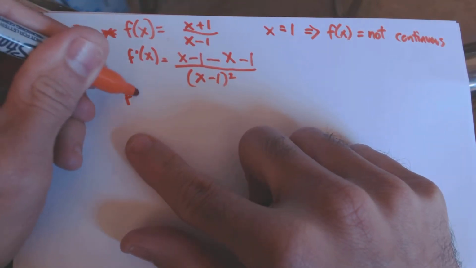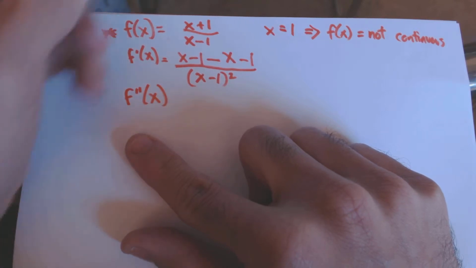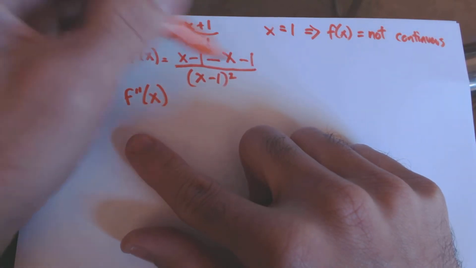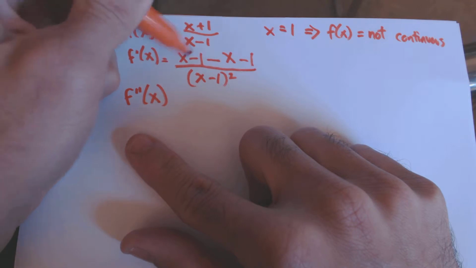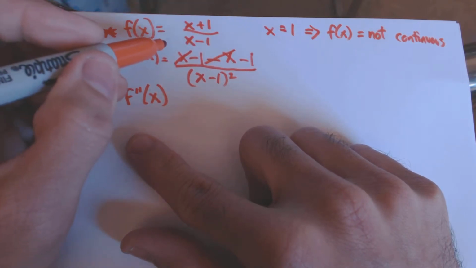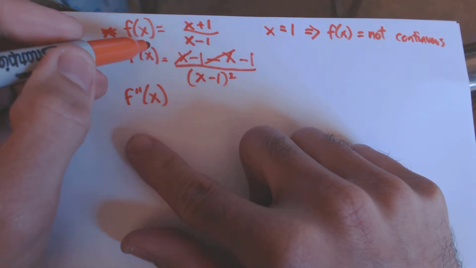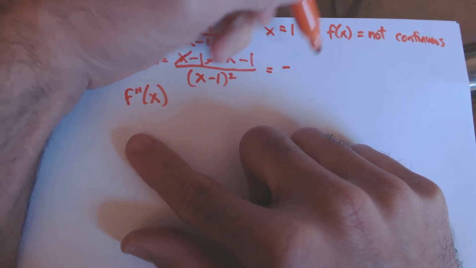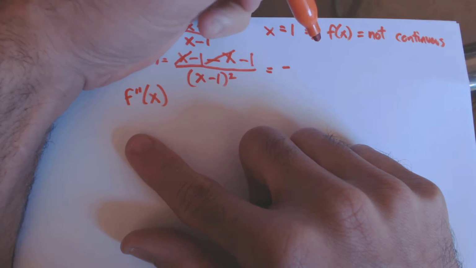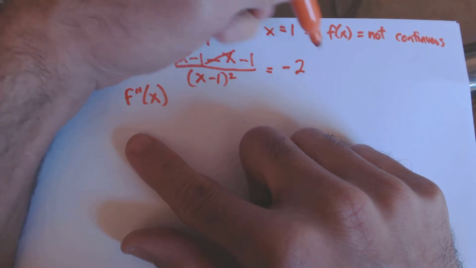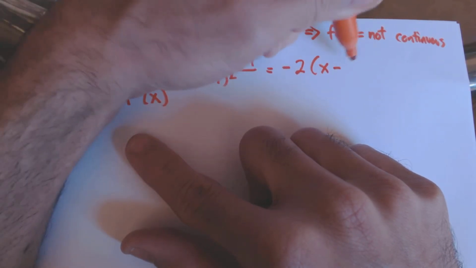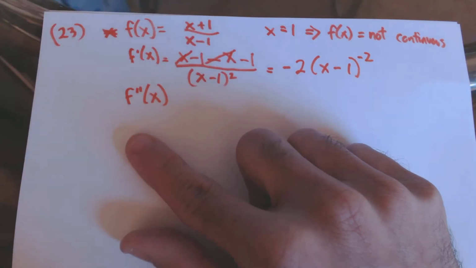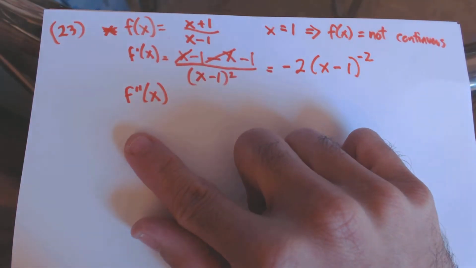Let's take the second derivative. As far as the numerator goes, we have x minus x, the x's cancel out, and we're left with negative 2 on the numerator. So let's just turn this into what it actually is, which is now negative 2 times x minus 1 to the negative 2 power. So it'll be easier to take the second derivative now.